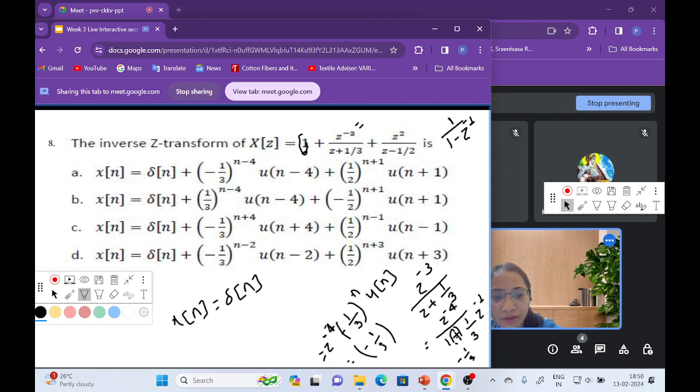Here the factor is 4, the delay is 4, so n minus 4 and u of n minus 4. Okay, so the inverse z transform of this part will be minus 1 by 3 to the power n minus 4 u of n minus 4. So we can write it here, minus 1 by 3 to the power n minus 4 u of n minus 4.